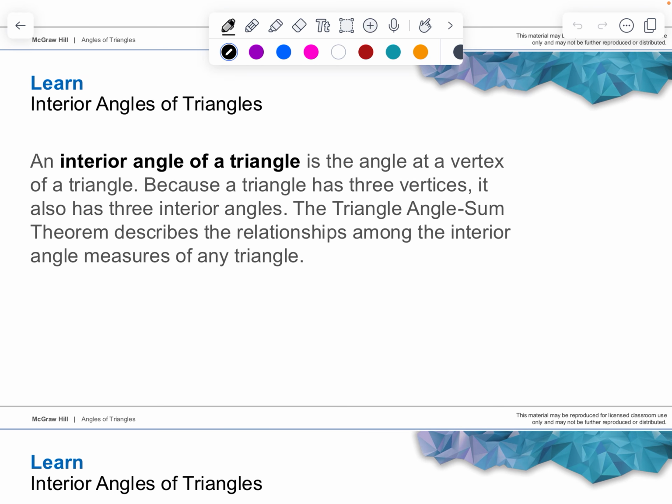So when we use these terms, interior angle of a triangle, we're talking about any angle that is at a vertex of a triangle. So if we've got a triangle, an interior angle is going to be any angle that's inside at a vertex. So all of these are interior angles. So all three. Okay? So the triangle angle sum theorem describes the relationships among those three angles of any triangle.